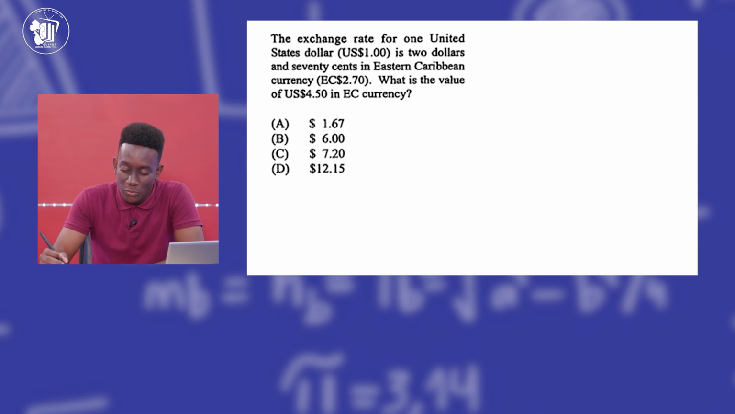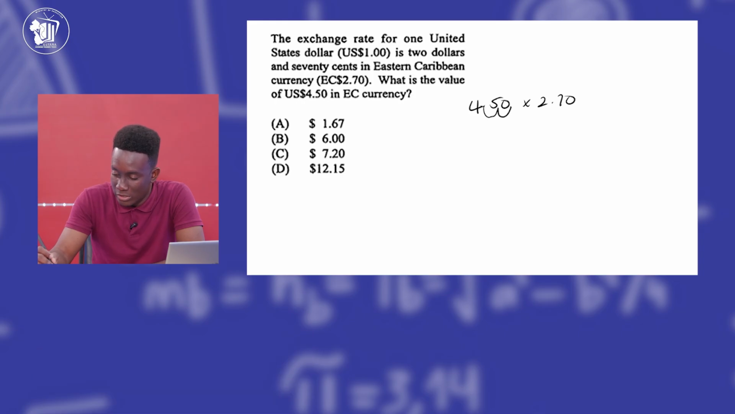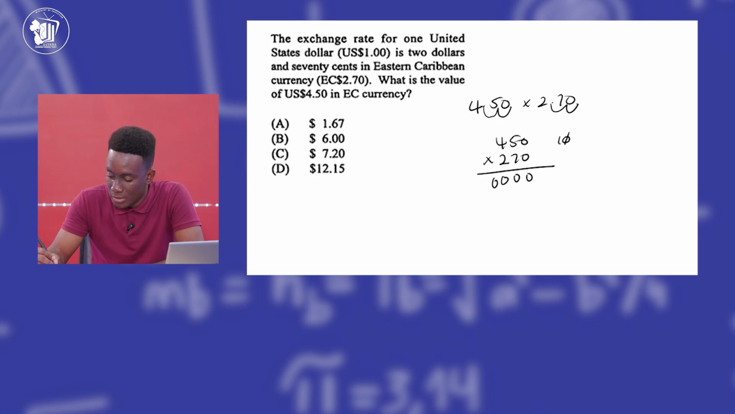So let's go. We want to convert US $4.50, so this will be 4.50 multiplied by 2.70. What we can do is move the decimal point to the end, and we'll have 450 multiplied by 270. So we put a 0 here, we put a 0 here, we multiply. 2 times 0 is 0, 2 times 5 is 10. 2 times 4 is 8 and 1, 9. Now you put a 0 and then a 0.